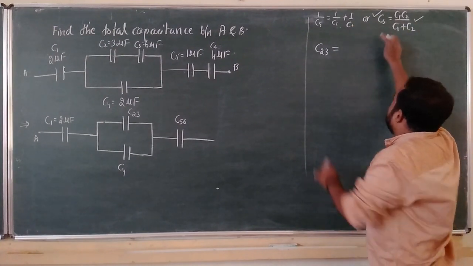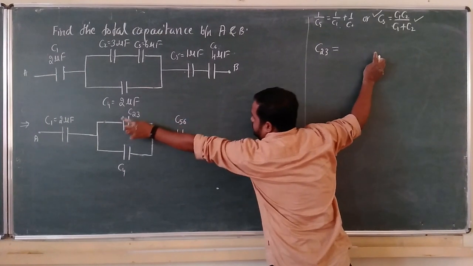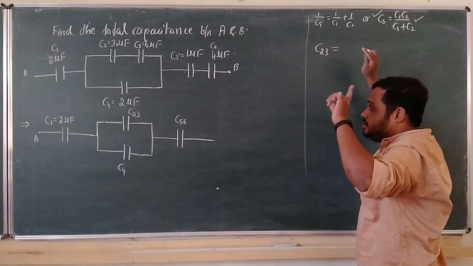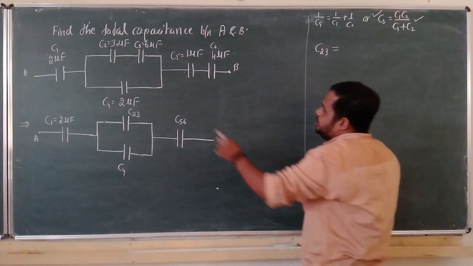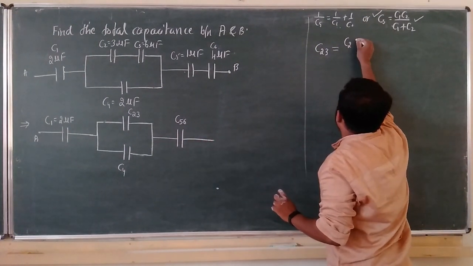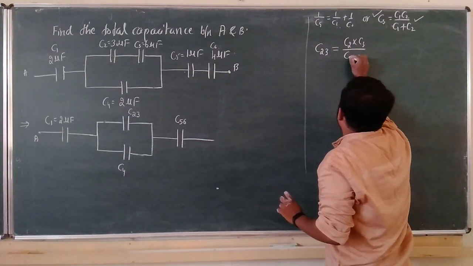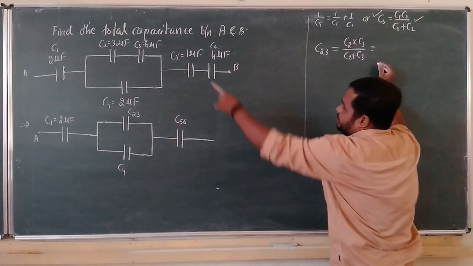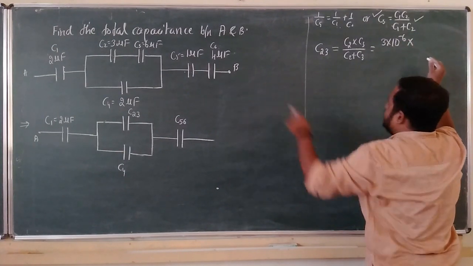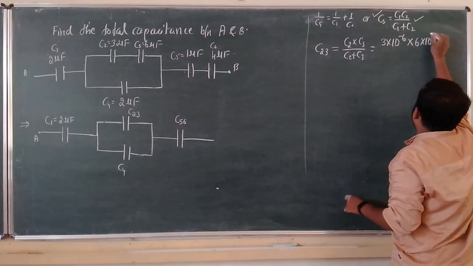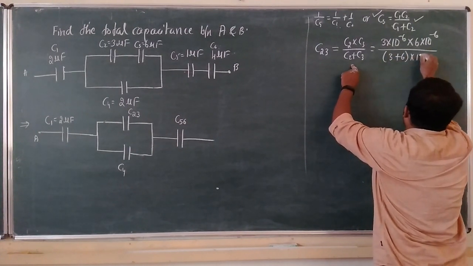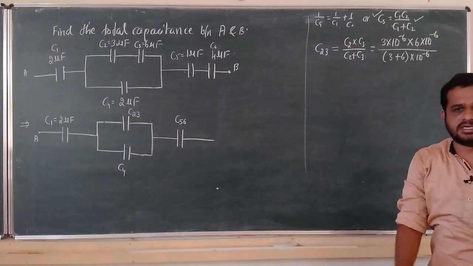Instead of Cs, we have C23, the effective capacitance. C1 and C2 is what we considered while deriving the expression. Now instead of C1 and C2, we have C2 and C3. Just to modify the equation, C23 is equal to C2 into C3 divided by C2 plus C3. Substitute the values. C2 is 3 micro, 3 into 10 power minus 6, into the second value, 6 micro, 6 into 10 power minus 6, divided by 3 plus 6 into 10 power minus 6, isn't it?